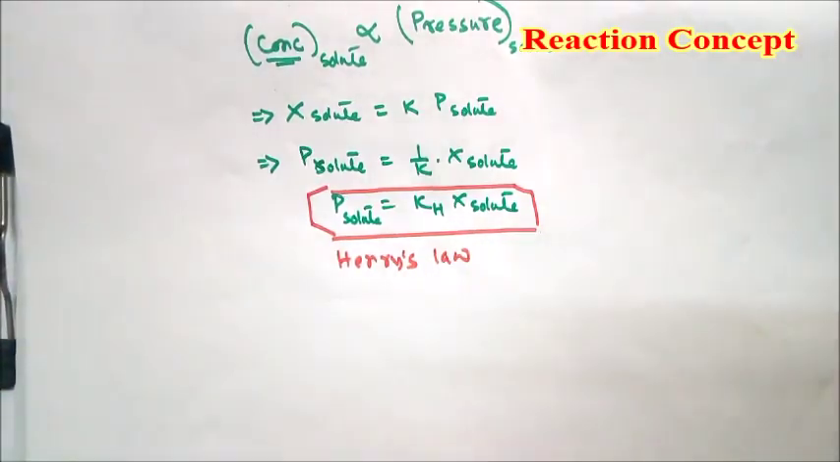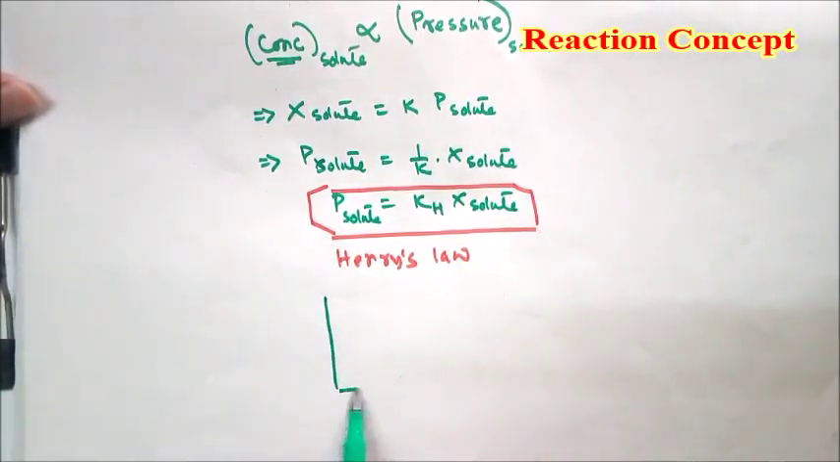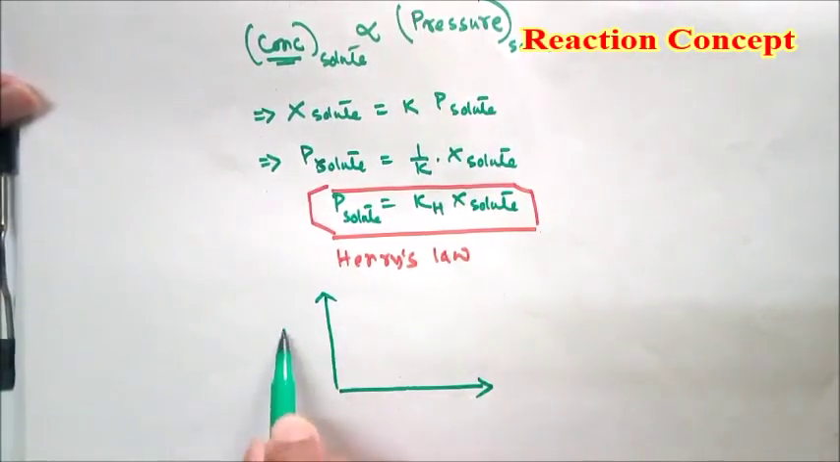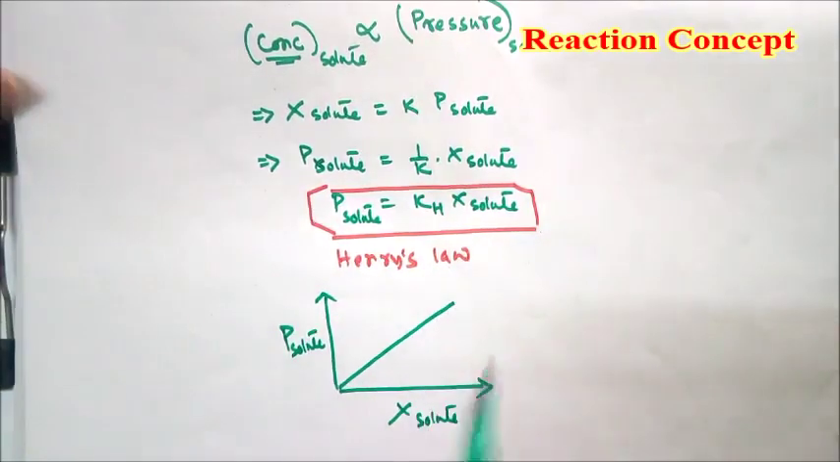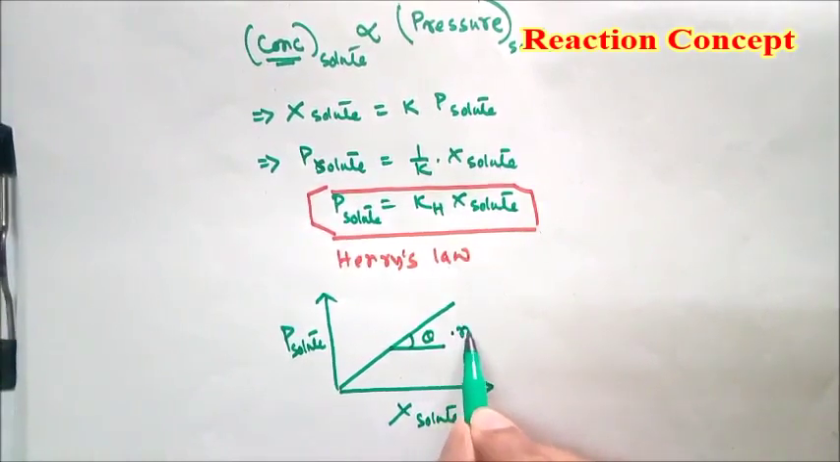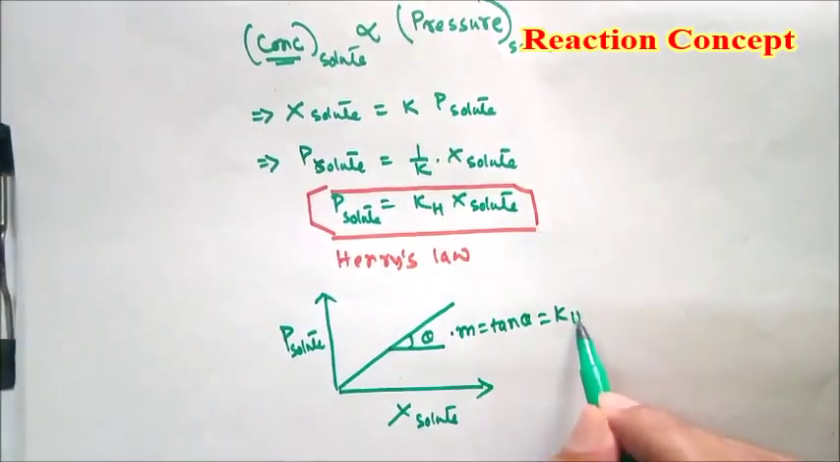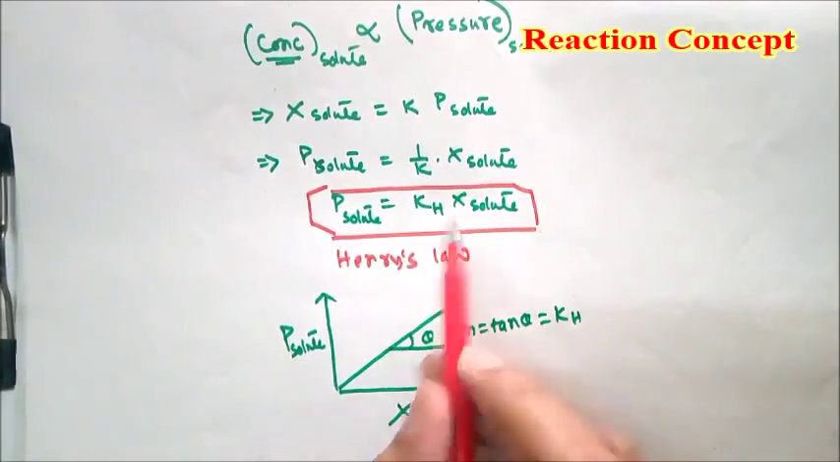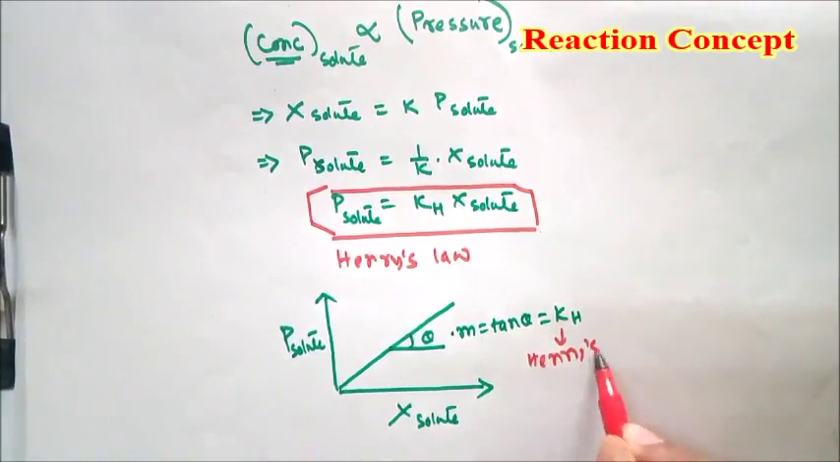So if we draw a graph, then we'll get a straight line between pressure of solute versus mole fraction of solute, this type of graph. And the slope of such graph will give the value of this constant. This is known as Henry's constant. K H is known as Henry's constant.